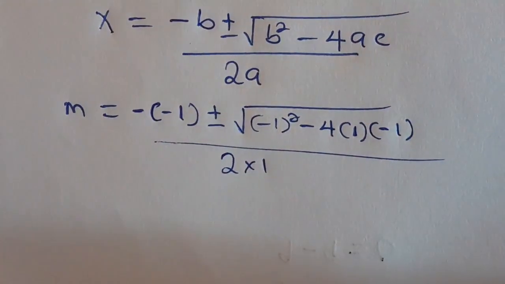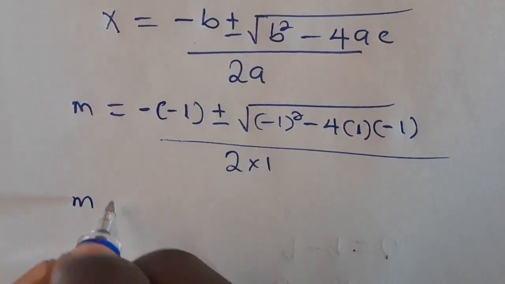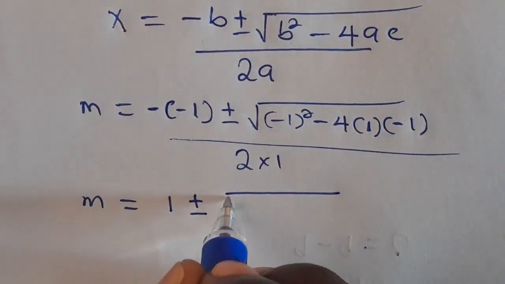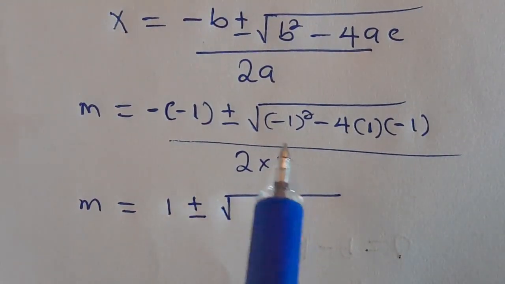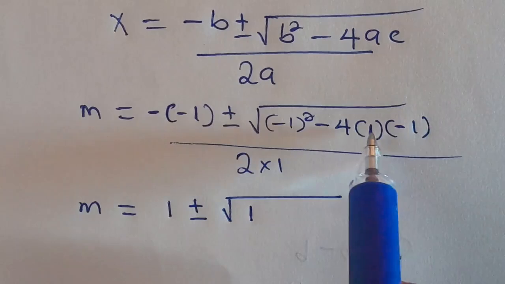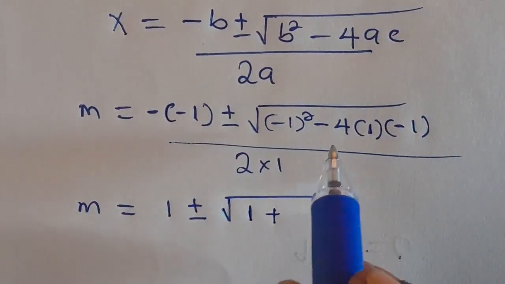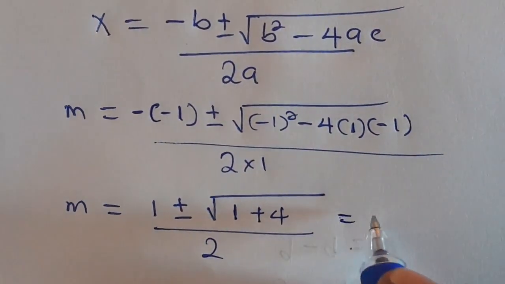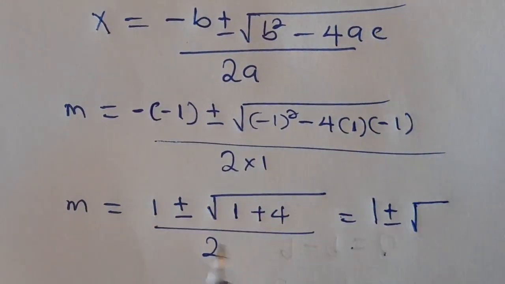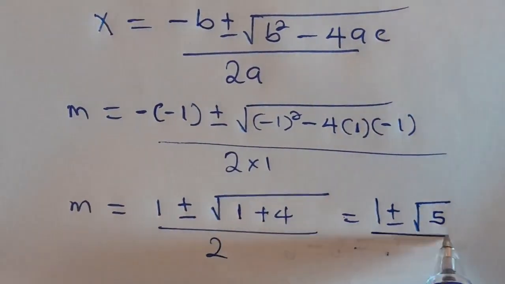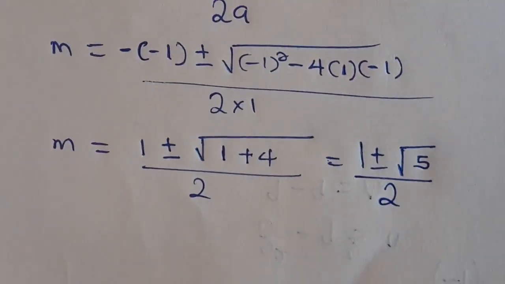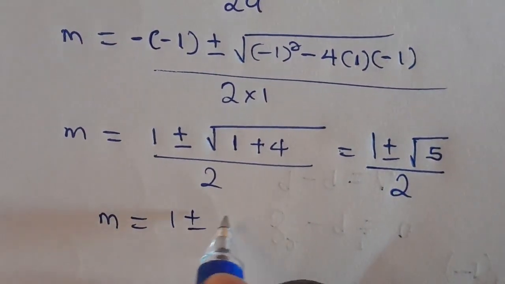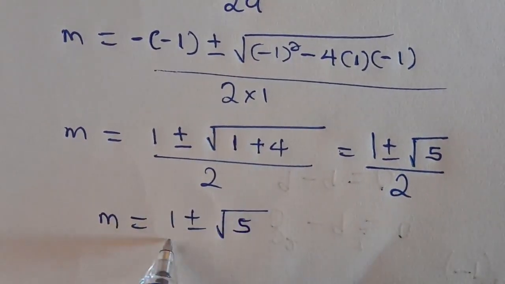So from here guys, we have m equals 1, plus or minus the square root of 1 squared, minus times minus will give us plus, 4 times 1 times 1 will give us 4, then all divided by 2. With this, it equals 1 plus or minus the square root of 1 plus 4, which gives us 5, divided by 2. So obviously guys, from here we have m equals 1 plus or minus the square root of 5, divided by 2.